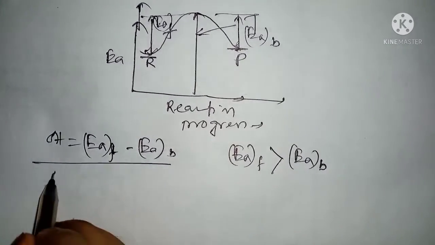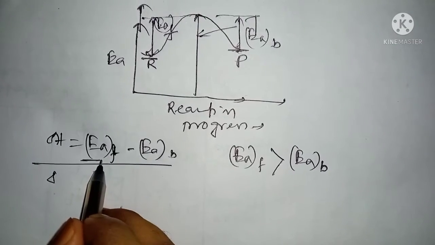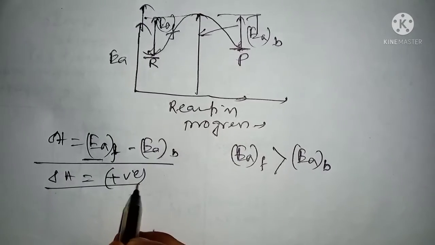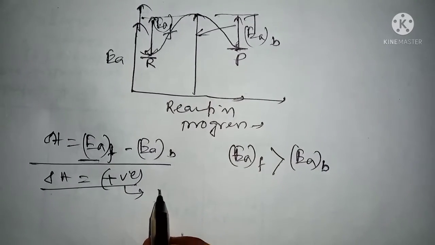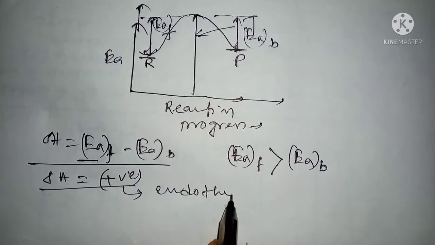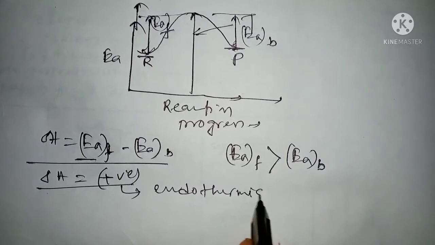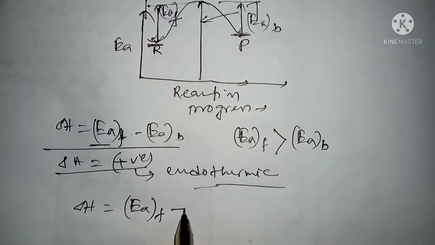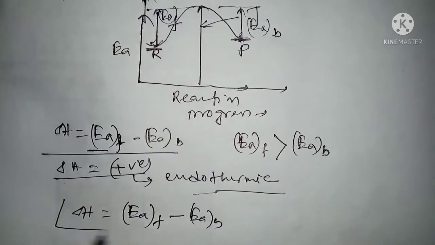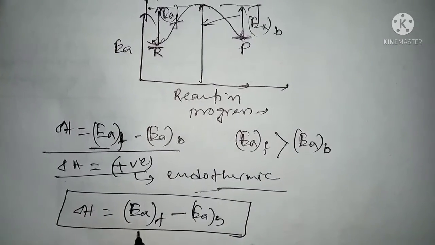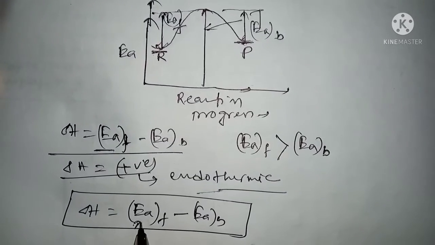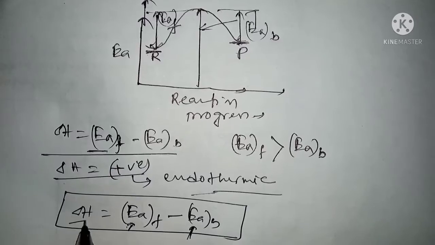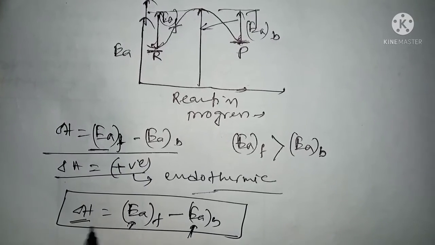So this is overall positive because this is much more. So delta H equals a positive value, which means this reaction is an endothermic reaction. So delta H is equal to EA forward minus EA backward. This relation is most important. Sometimes the question gives the activation energy of the forward reaction and the activation energy of the backward reaction, so calculate enthalpy easily with this relation.